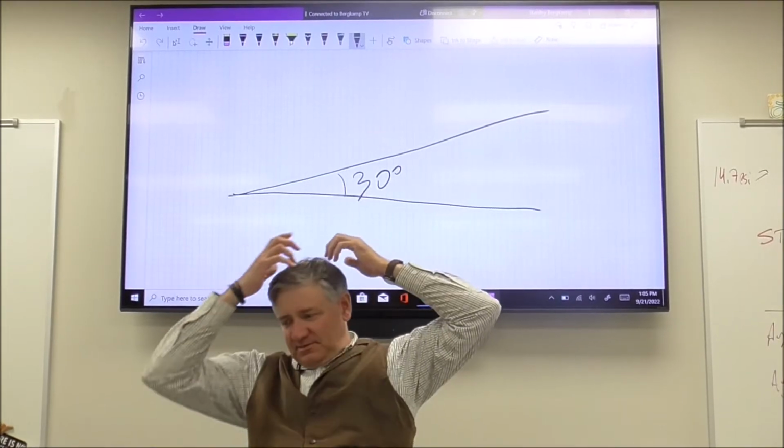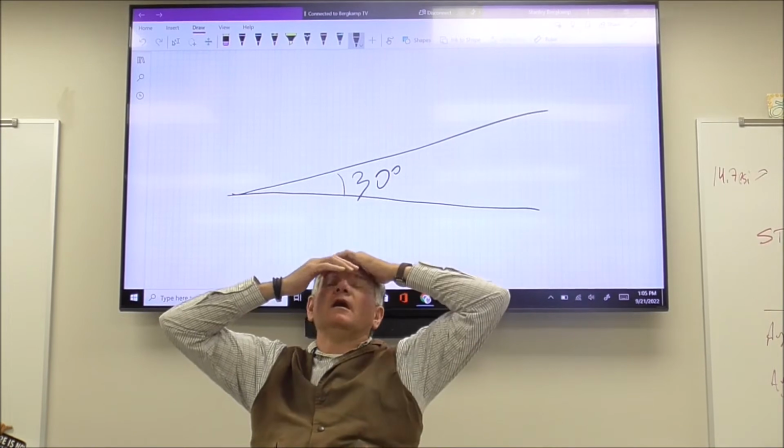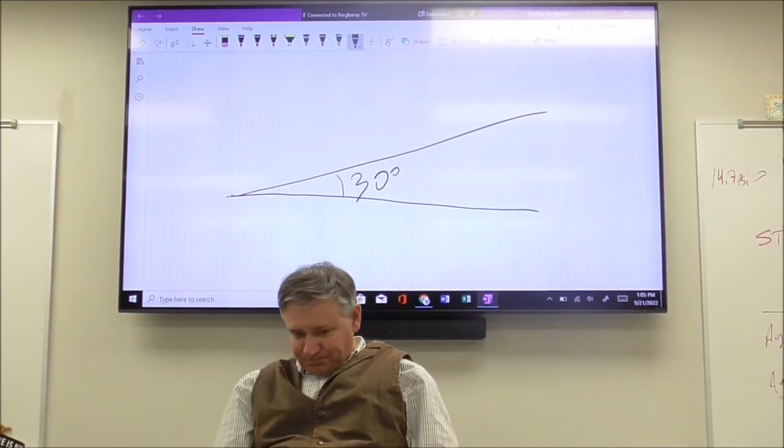So here's kind of the last big thing on forces, and this is inclined planes.